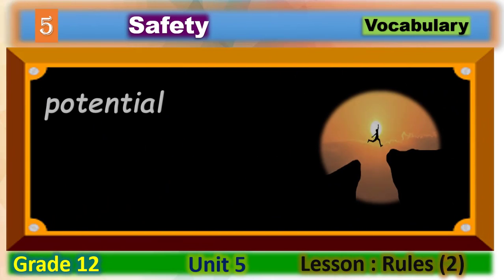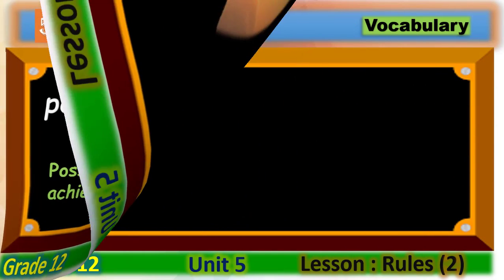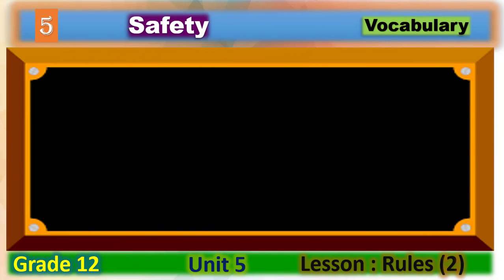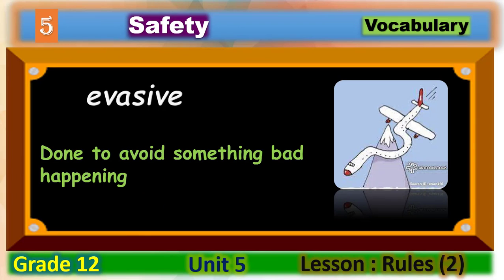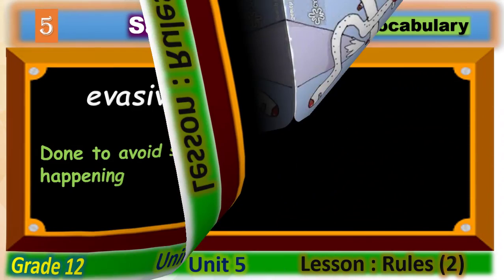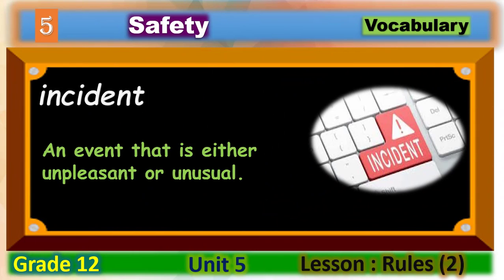Next, we have the word potential. Potential means possible but not yet achieved. Our next word is the word evasive. Evasive means done to avoid something bad happening. Then we have the word incident. Incident means an event that is either unpleasant or unusual.